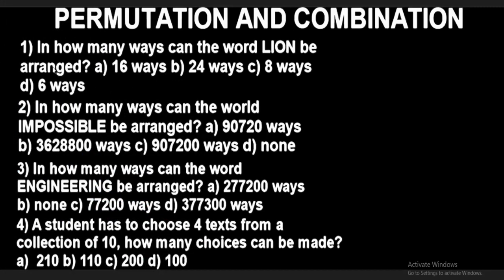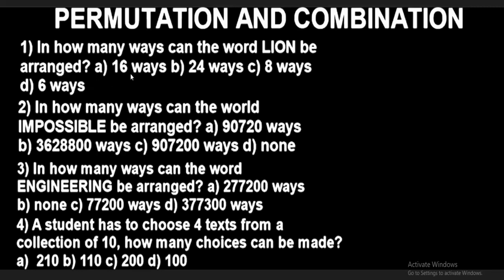Now, questions 1 to 3 involve permutation. How you will identify permutation questions is that permutation questions deal with distinct arrangement of things. It follows order, whereas combination questions deal with choice or selection of things. Just like in question 1, it says: in how many ways can the word LION be arranged? So it's talking about order, arrangement.